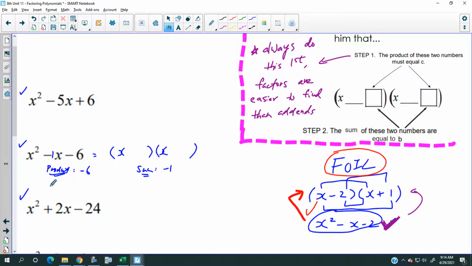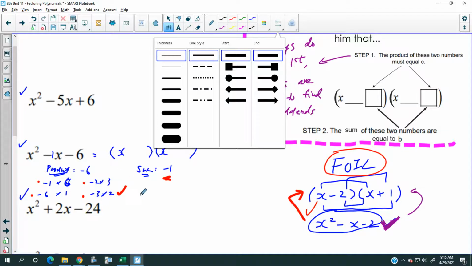Now, eventually you're going to be able to do this in your head. I'm just telling you now. But we have to get a -6, so it's -1, +6. Let's see, -6 times +1. And then we've got -2 times 3 and -3 times 2. Now, looking at these 4 combinations, 1, 2, 3, 4, which one of these combinations will give you a -1 as a sum? Yeah, this one. Only this one, because -3 plus 2 is -1.